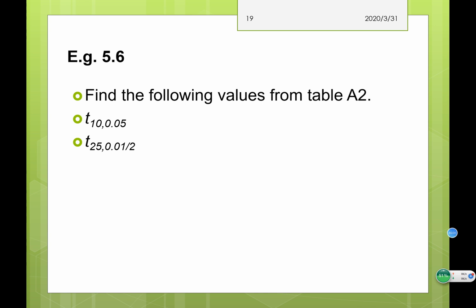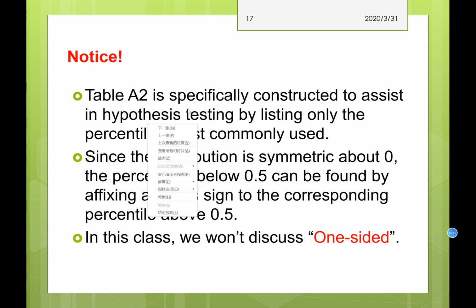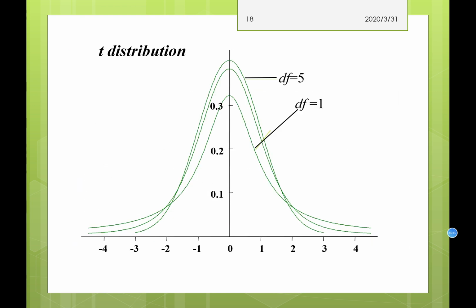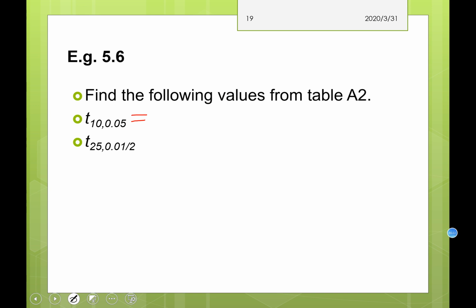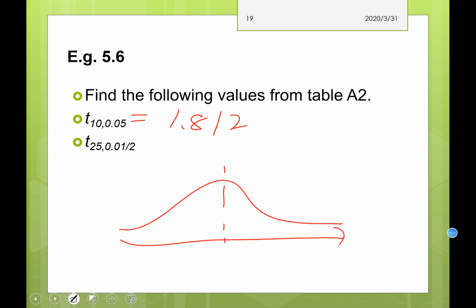Let's write it here. t equals 1.812. So what's the meaning of that? Let's draw the t distribution curve here. It's symmetric about 0, and this number is a positive number. It's here, 1.812. So that means the area under the curve is 0.05.